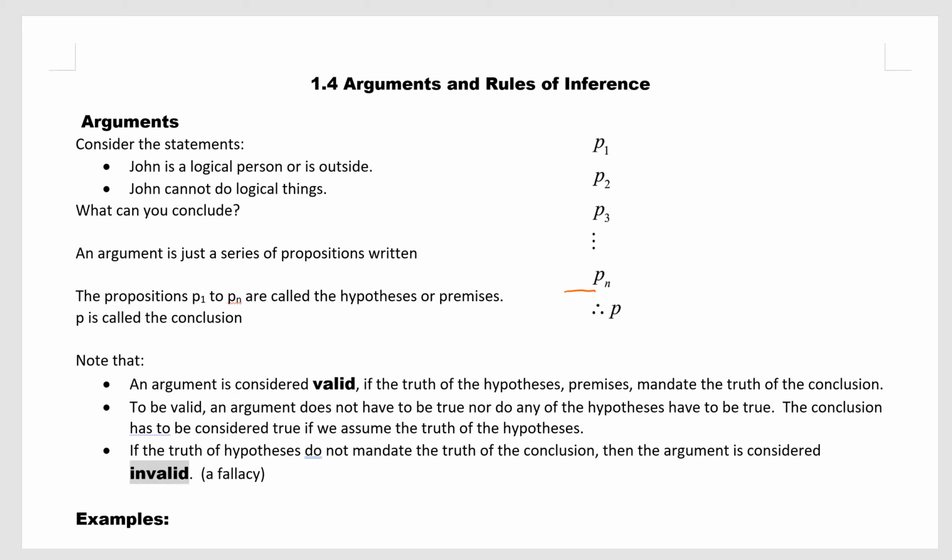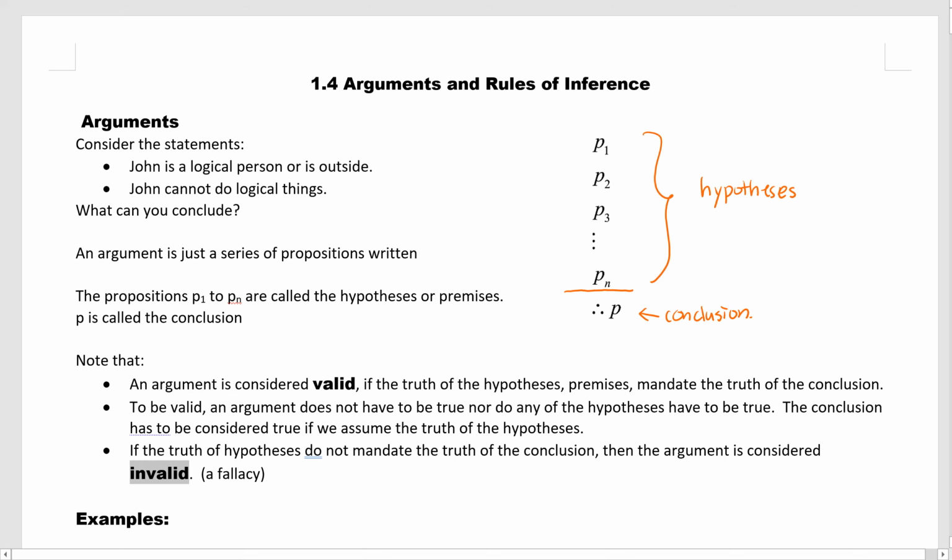Okay, so we have a bunch of propositions, and the propositions P1 to Pn are called hypotheses or premises. P is called the conclusion. So all these are called hypotheses, or premises, and then P is called the conclusion.